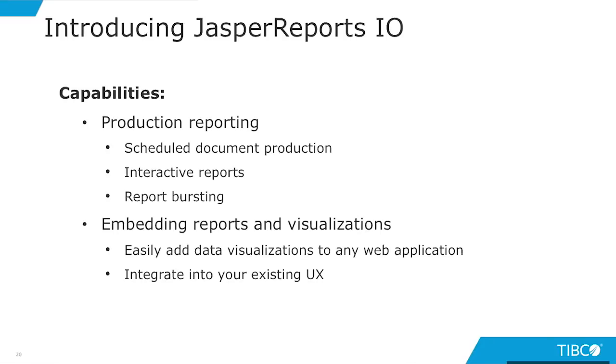Production reporting, right? Scheduled document production in all the output forms and formats that we typically provide with JR Library. Interactive reports, which are either page-based reports, tabular reports, or interactive visualizations, and report bursting. So you can also have a burst of reports that go out, perhaps a month-end reconciliation, you need to send out financial statements or what have you.